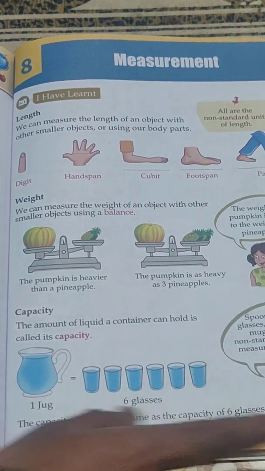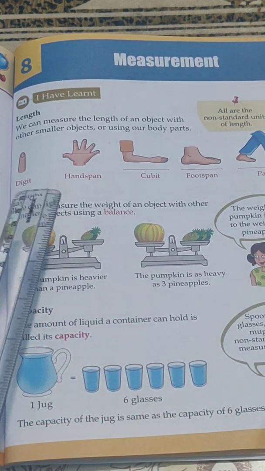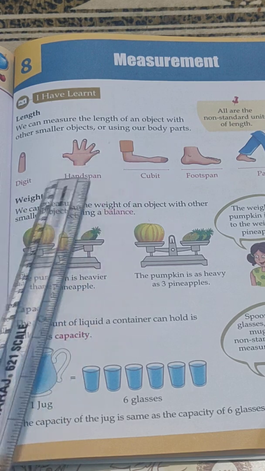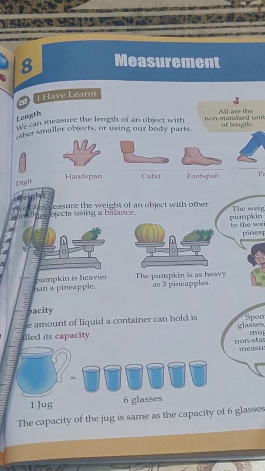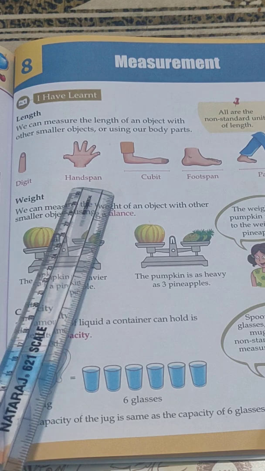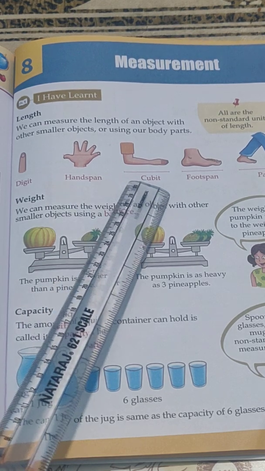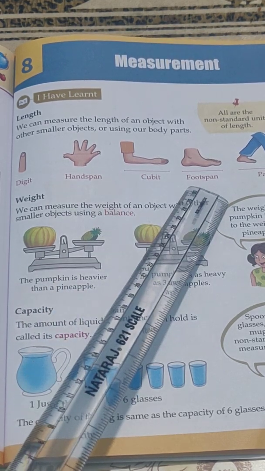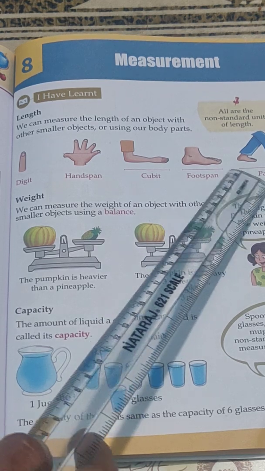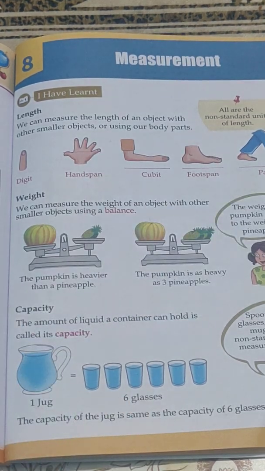Now remember again, when we measure the length of an object with our finger, it is called digit. With hand, it is called hand span. With arm, it is called cubit. With foot, it is called foot span. And when we walk, it is called pace.